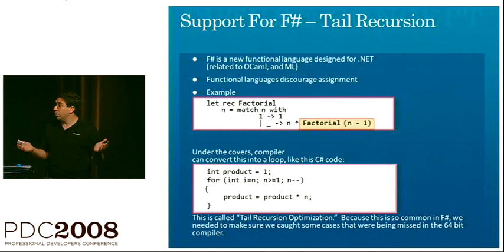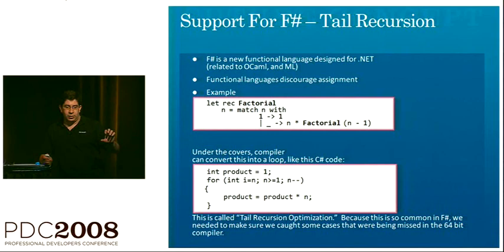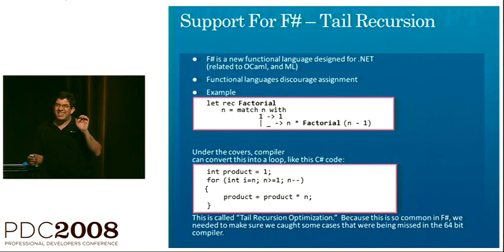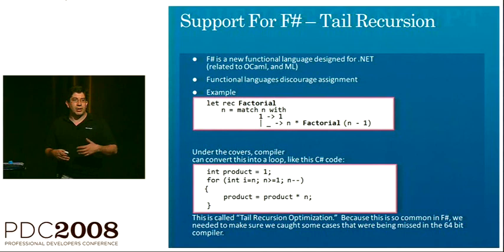Now for something like factorial, that's okay. The recursion won't go too deep. You'll be fine. But in some cases, the recursion can go extremely deep. You can get stack overflows. People get upset. So under the covers, the compilers for some languages will convert that into iterative code like this down below, like the C# code. And it turned out that in some corner cases, for 64-bit compilers, we didn't have this fully implemented. And so that was the kind of thing we had to fix.